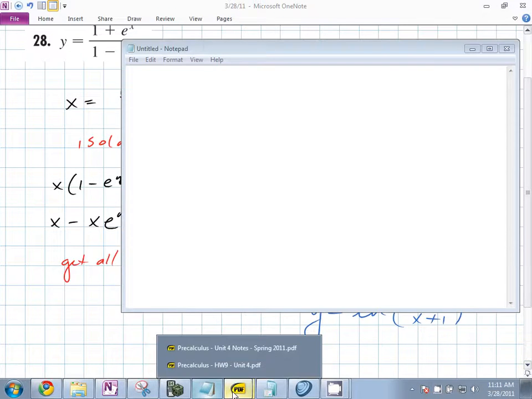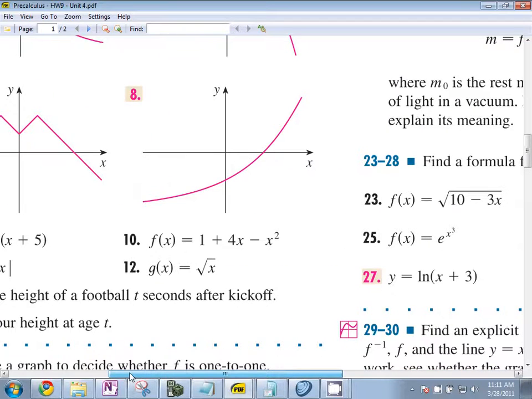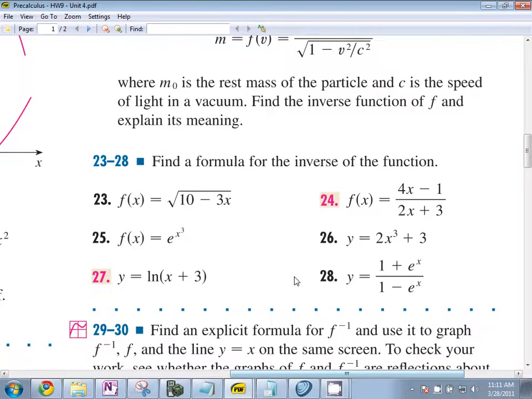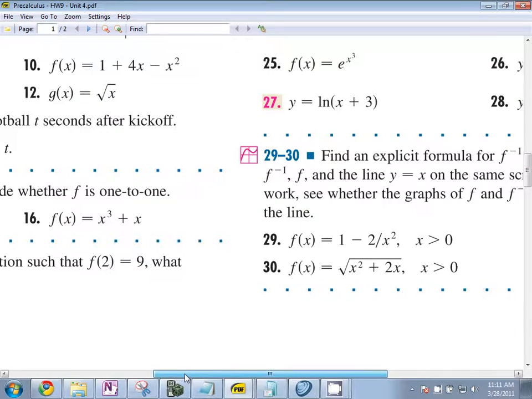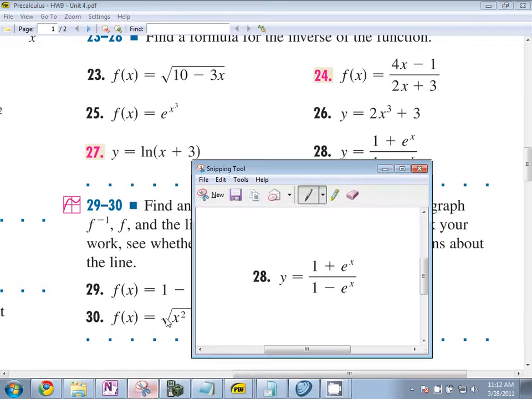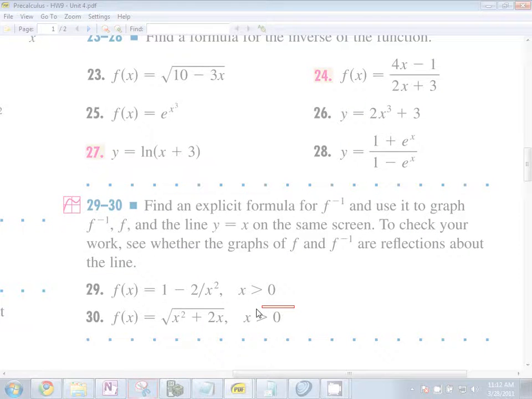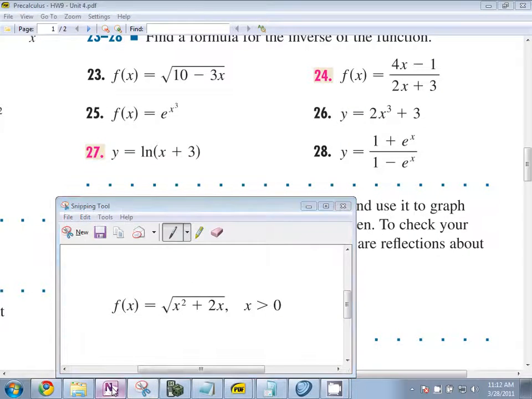25. Nope, can't do it. Try again. What next? 27? Nope, can't do it. Come on. What? 30. I like 30. Thank you. 30 is one you can actually do. Yay! And it's a really good question. I love this question. This is a great one.